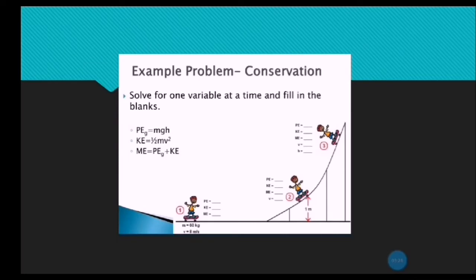Example problem, conservation. We are going to just explain the photo that we have. In position 1, I have a speed, so I have kinetic energy, but I don't have potential energy because the person is on the ground. At position 2, I still have a certain speed, but I have potential energy, so I assume that the speed is going to decrease because the sum of both should be conserved.